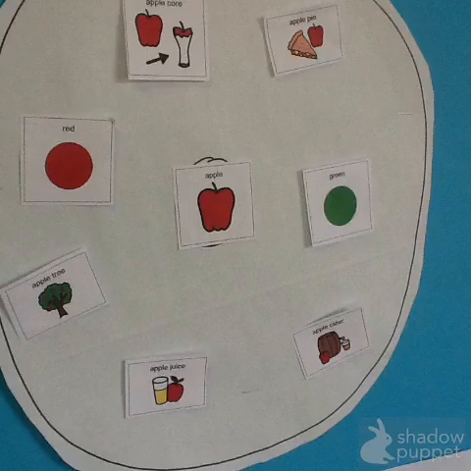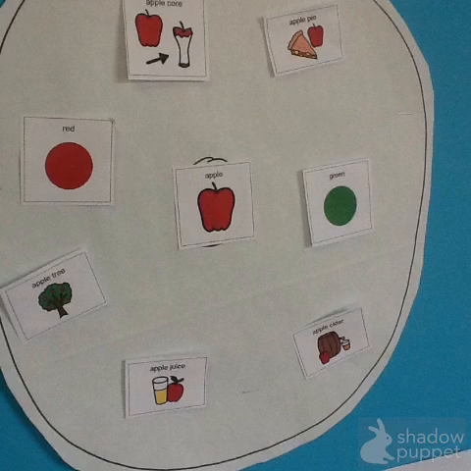This circle map was used to describe an apple. I had pre-made pictures from BoardMaker and allowed the students to talk about the different features in an apple.